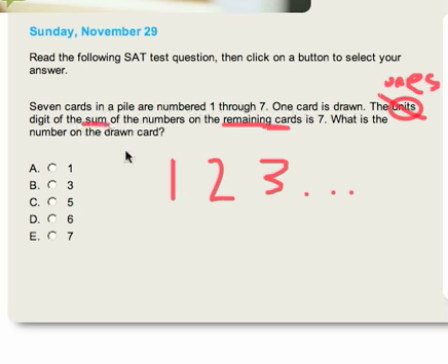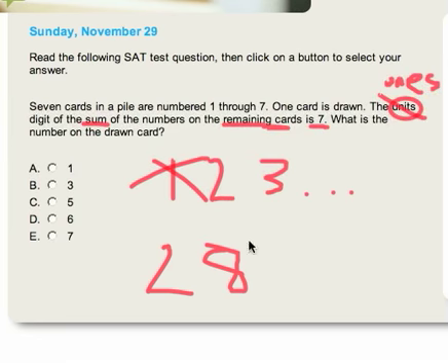So sum, they want you to add them up together. So here's the question. What did we have before we pulled away any cards? Right, you had 1, 2, 3, 4, all the way up to 7. Well, what's their sum? You got it. If you add them all up together, you get 28. What's the units digit right now? Perfect, it's an 8. So how do we get it to be a 7? You got it. Subtract 1. We're getting rid of this card right here.